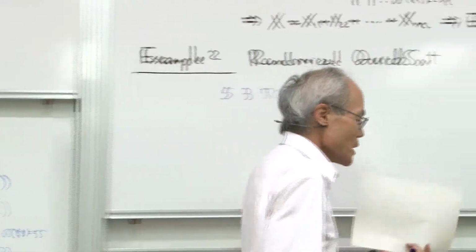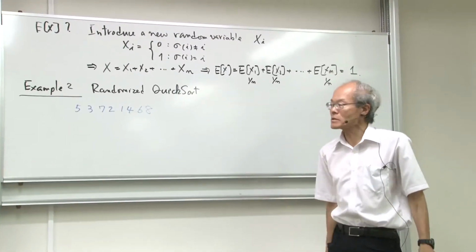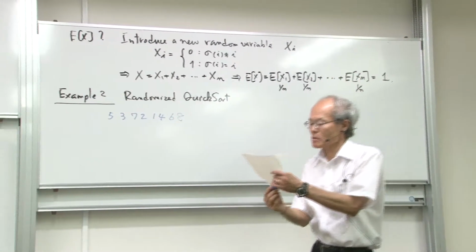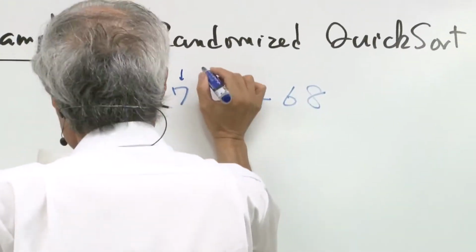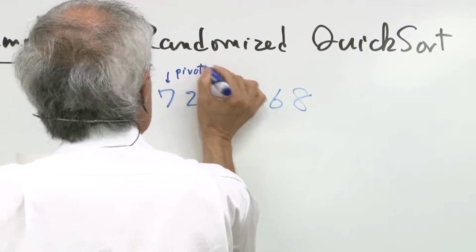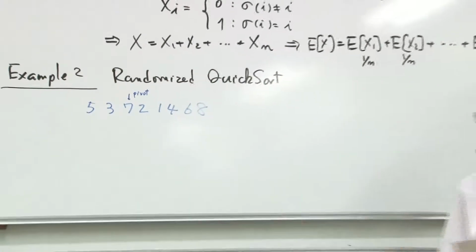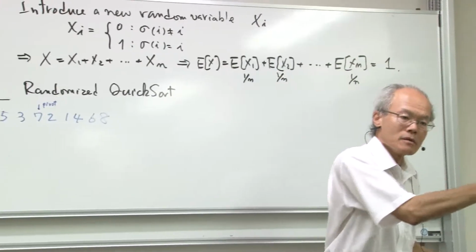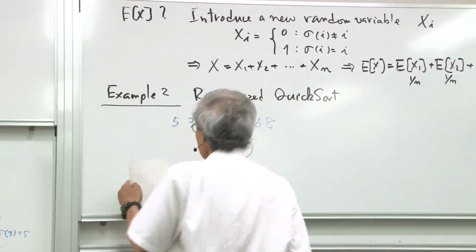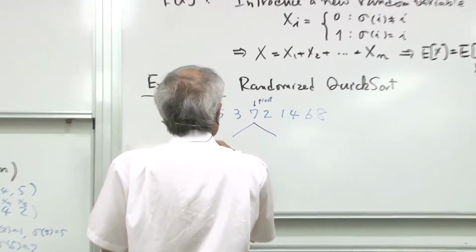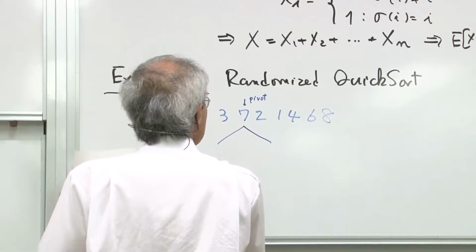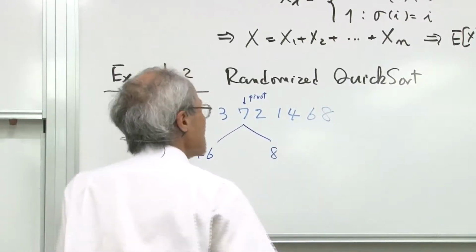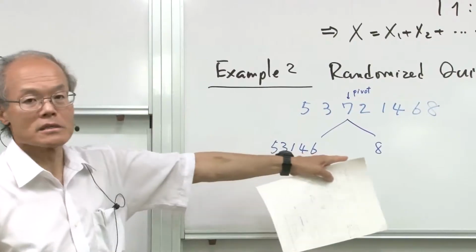Okay. What is Quicksort? You are given a sequence of numbers, then just pick one number at random, maybe 7. This is called the pivot. Then you compare all other numbers with this 7 and divide them into 2 groups, less than 7 and greater than 7. So now we have 2 groups: 5, 3, 1, 4, 6, and 8. This is smaller than 7. This is larger than 7.